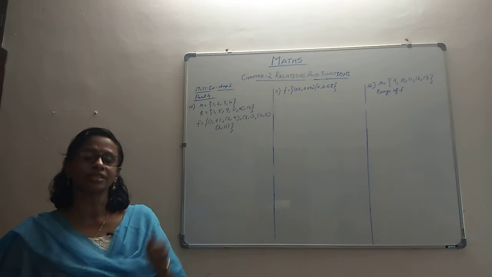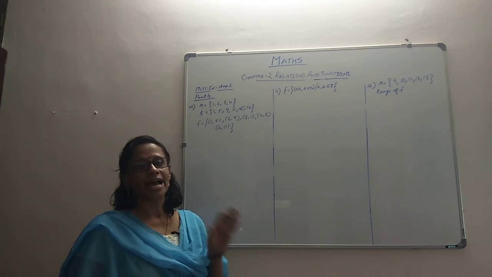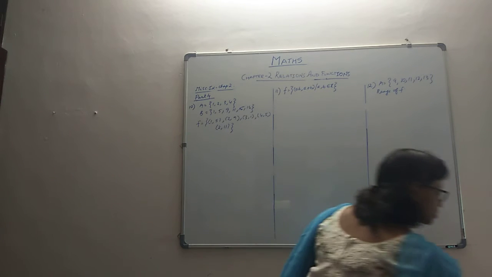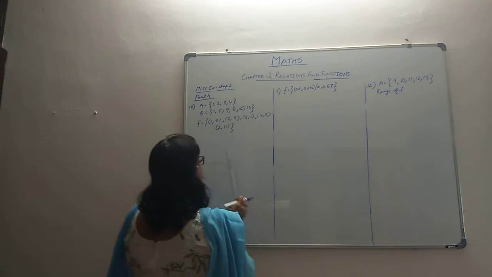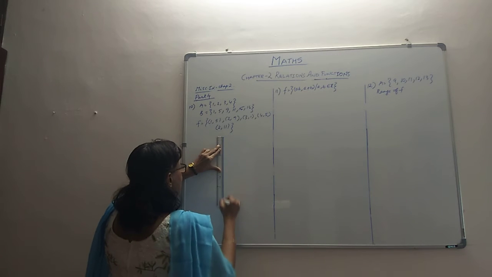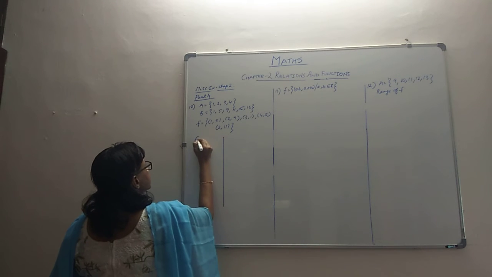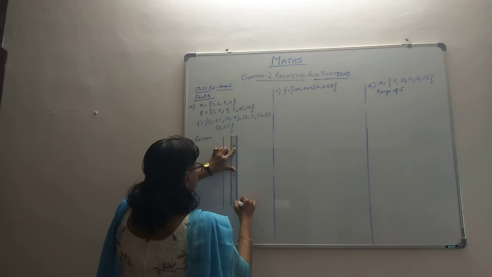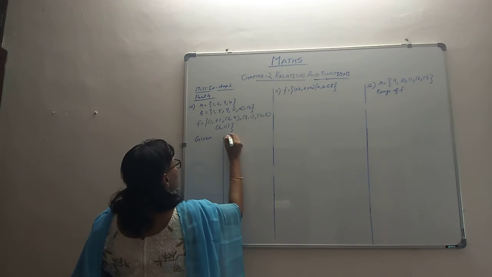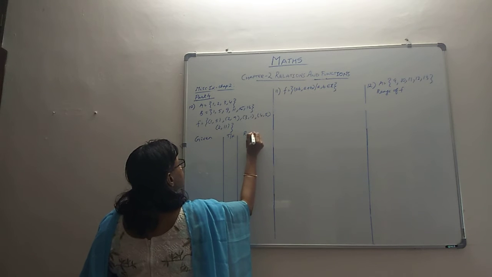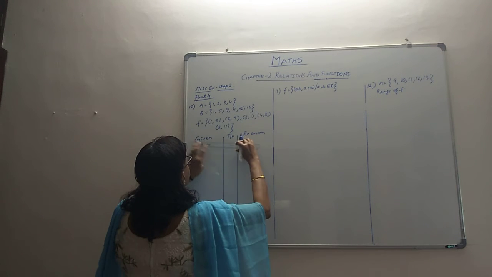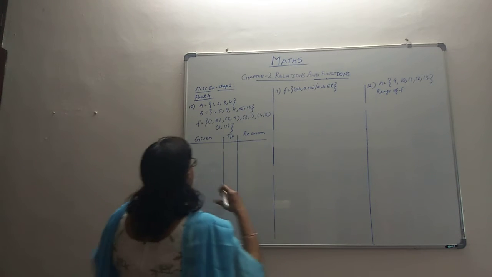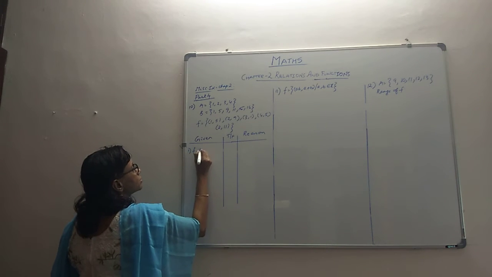You have to check whether it's a function or whether it's a relation, and tell whether it is correct or not. So suppose they ask us whether it's a function and whether it's a relation. Let's have it like this: given, true or false, and then the reason. First they ask us whether it's a relation, then whether it's a function. So let's check. First, f is a relation.